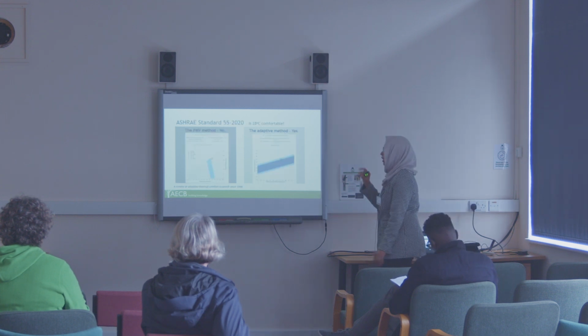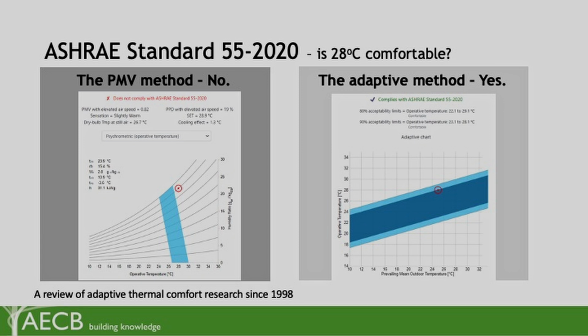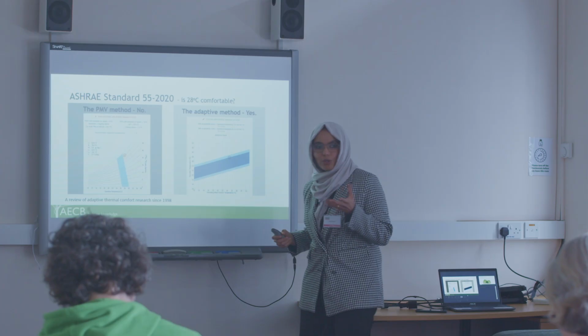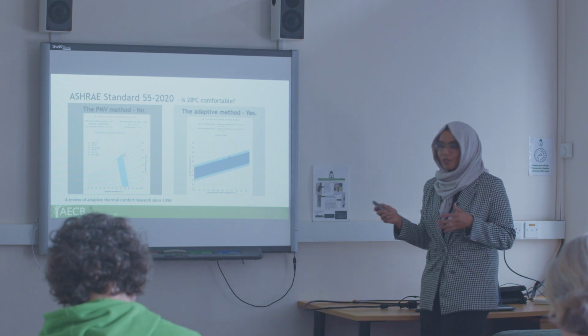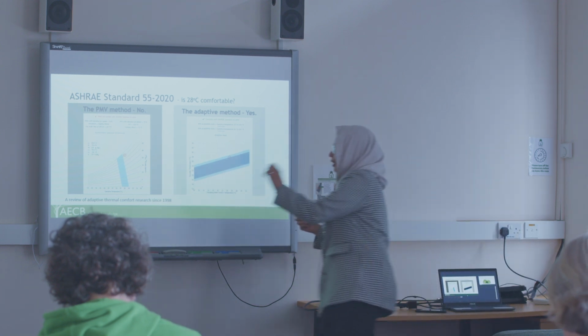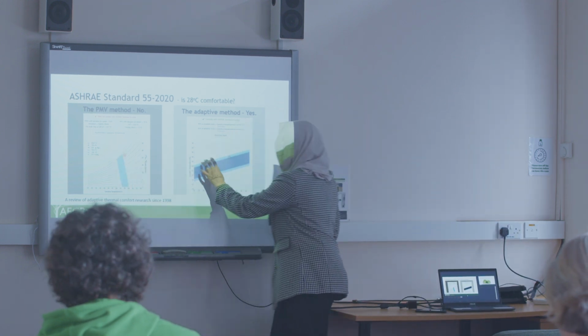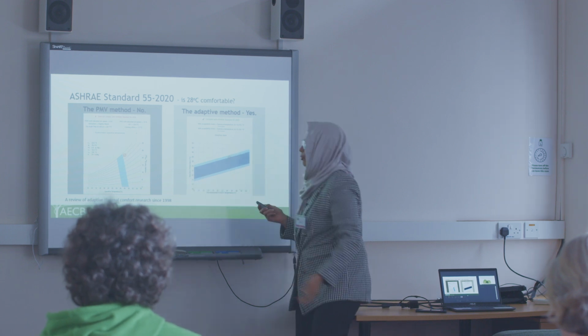So this is the Elsherif Standard 55, and it's one of the standards that has accepted both methods as valid. And I'll give you an example here. So the temperature 28, if you use the PMV method, it will tell you, using all the same parameters, that it's not comfortable. But if you use the adaptive thermal comfort model, it'll tell you, yes, it's comfortable if during that day the mean outdoor temperature was 24, 25. So this is just an example of how different. And you can see here how small that range is compared to how much this range considered is comfortable.